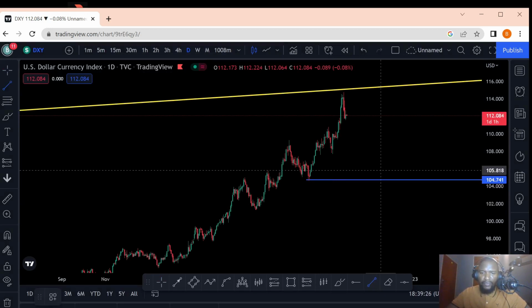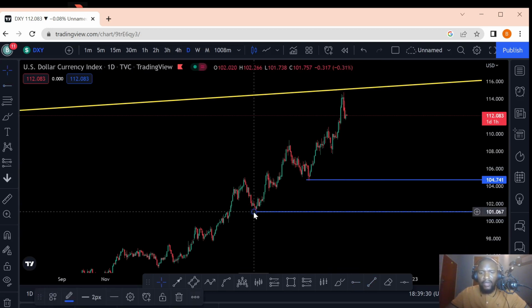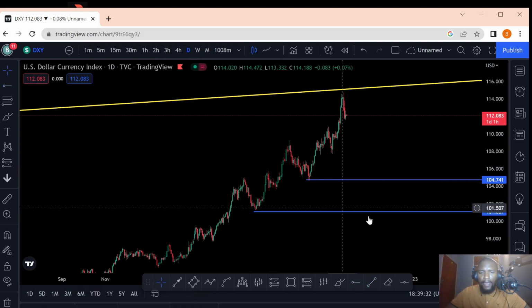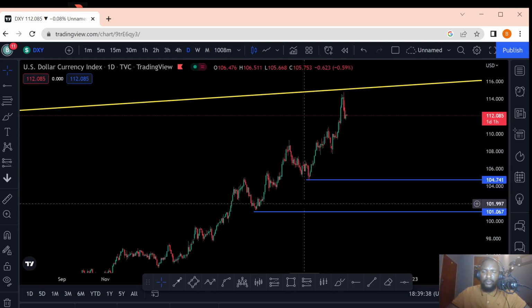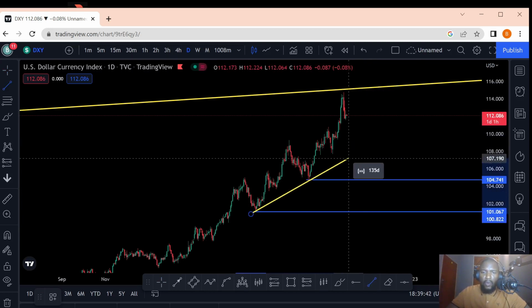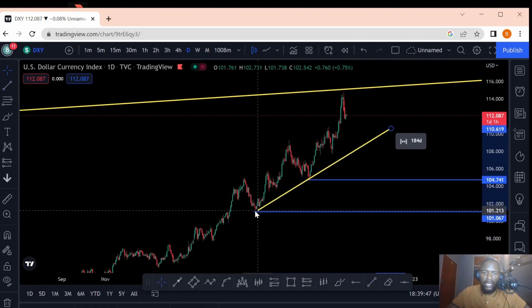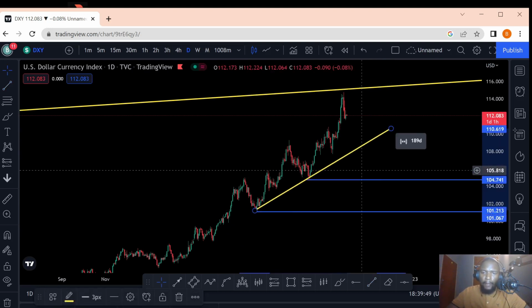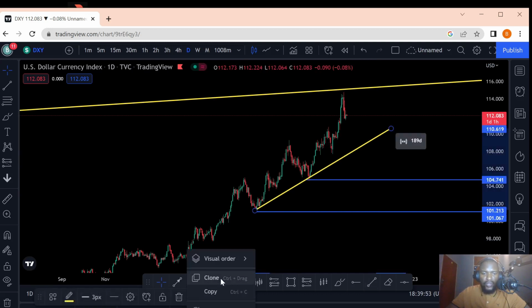So right now, if you can simply check right here, you have another low right there, and these two lows are the ones that we're going to use to see what is the next move of the DXY. So now the question is, what do we see? We can simply see that we have one touch, second touch right there, and let's clone out our trend line.